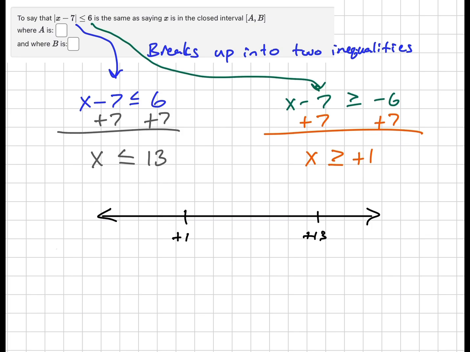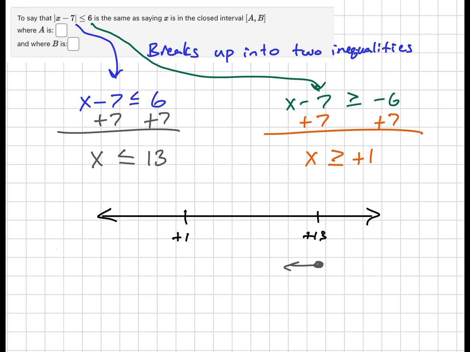And now we can see where my interval is, right? We have x is less than or equal to 13. So that's going to start here. Again, I find it simpler when I do it below. It's going to be here at the 13. It's going to be a closed circle since it's equal to, and it's going to shade that way.